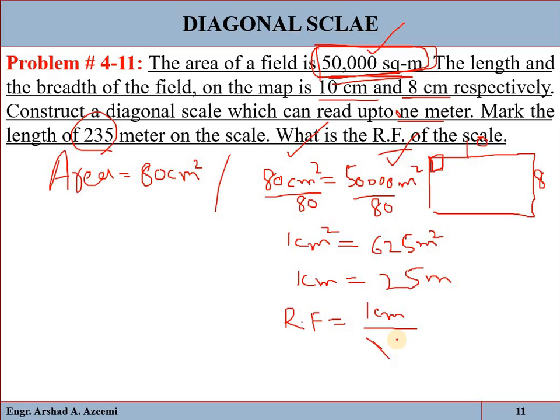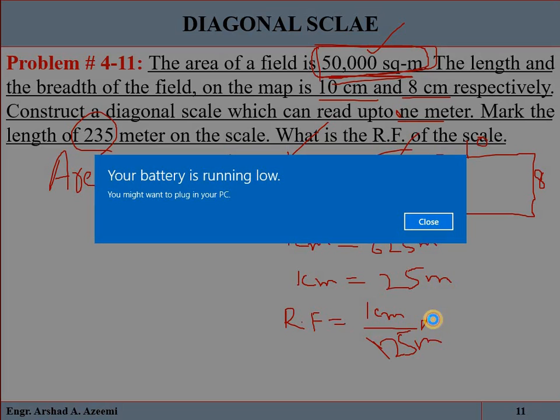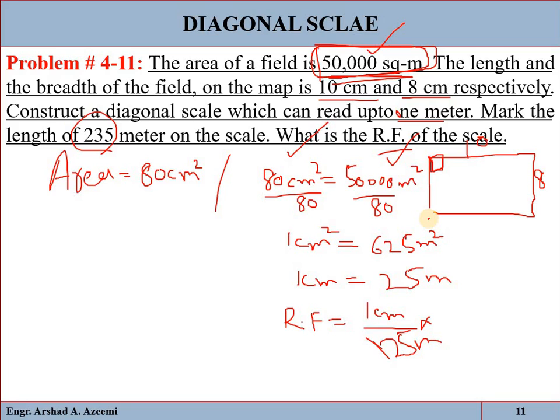1 centimeter divided by 25 meter, multiplied by, in 1 meter we have 100 centimeter. Just find out the representative fraction. So it will be 1 over 2500. That is the representative fraction, and that was also the requirement of the question. So that is 1 over 2500.